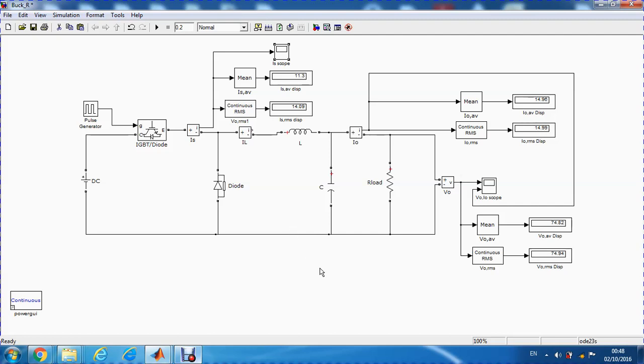Now, with this simulation, I think we can stop, and in the other videos I will show you the boost converters and how we can manipulate the duty cycle and also the frequency in order to achieve higher voltages for certain applications.